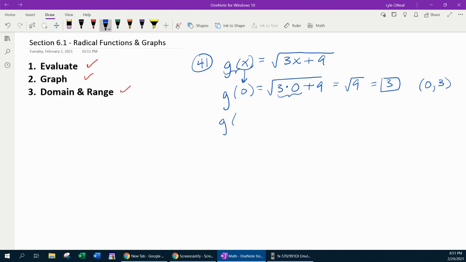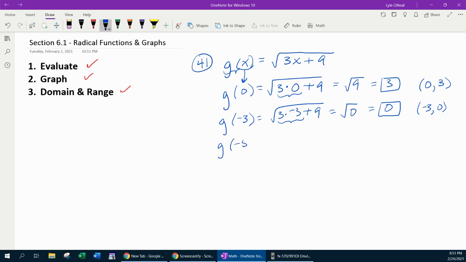Let's do that again. Let's do g of negative 3. Okay, so again, replacing the x with negative 3 and then work it out. 3 times negative 3, 3 times 3 is 9, so that's negative 9 plus 9 is 0, and the square root of 0 is 0. And so again, we have another ordered pair here. If x is negative 3, y is 0.